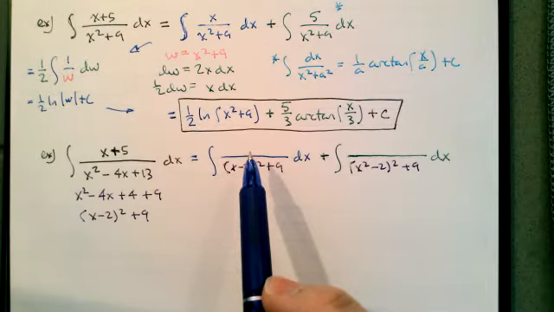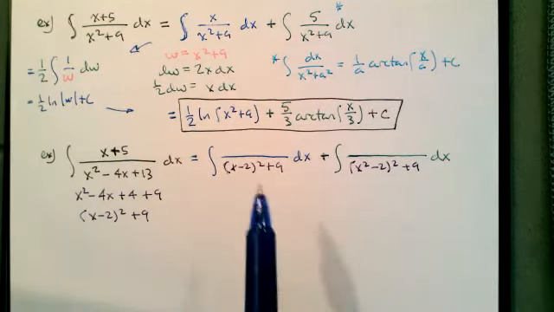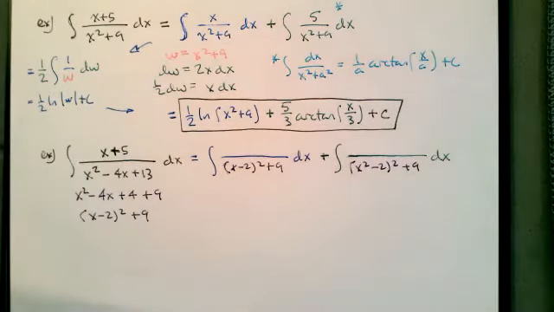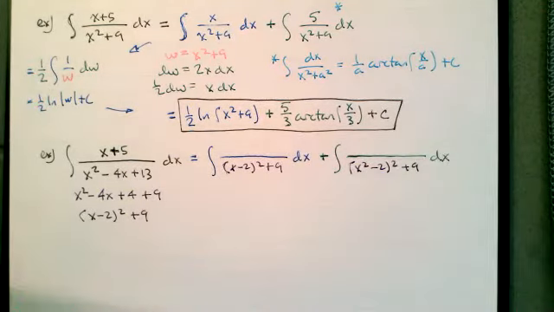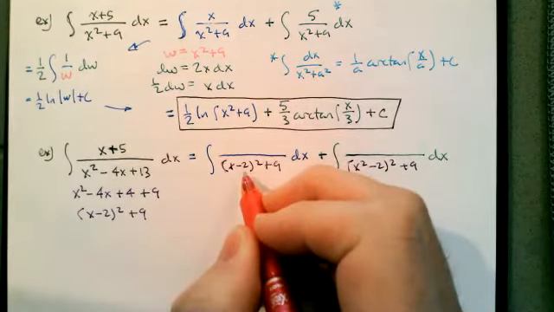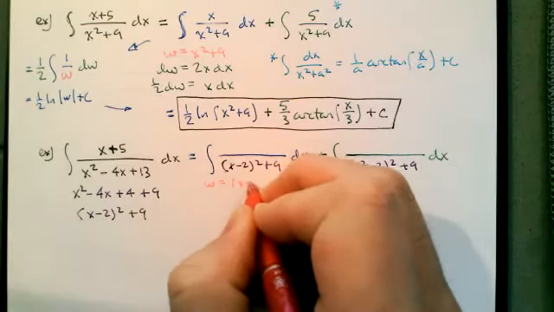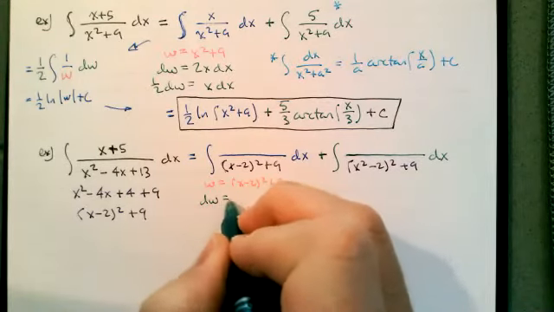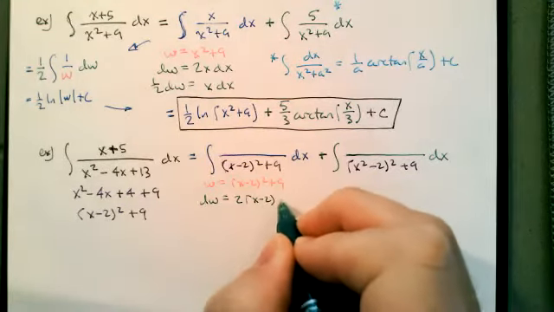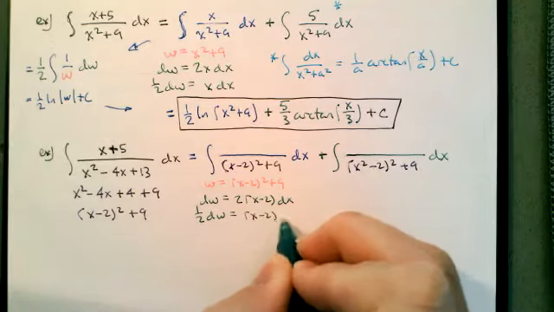The important thing is that the numerator be a constant multiple of the derivative of the denominator. So we're not just going to be able to put an x over an x minus 2 squared plus 9. Because if I'm expecting natural logs to show up and I make the substitution, w equals x minus 2 squared plus 9, then dw is 2 times x minus 2 to the first dx. So the 1/2 dw is not x dx, it's x minus 2 dx.